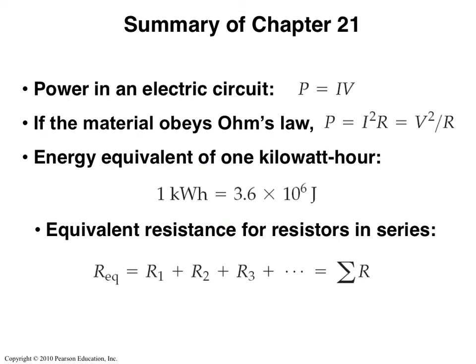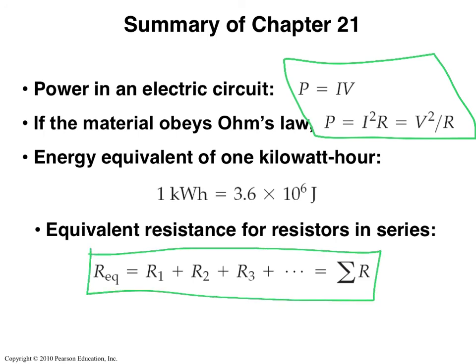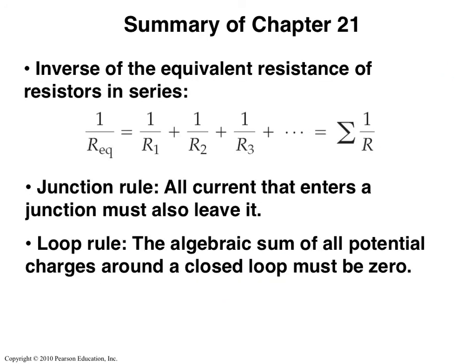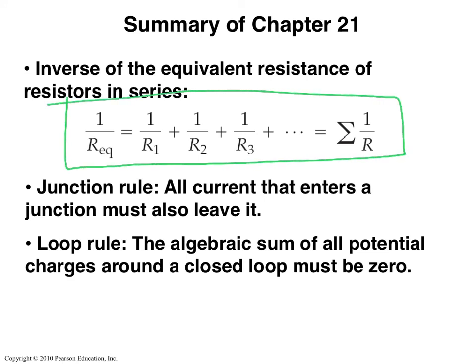Let's go over some more things. If we need to find power, we can find it using one of these three equations here, which we got using Ohm's law. In series, we use this resistance, adding all our resistors together. Finally, if we have equivalent resistors in parallel, and that is written wrong here, we use the inverses, and we'll go over that math a little more in class. And we don't have to worry about these rules.